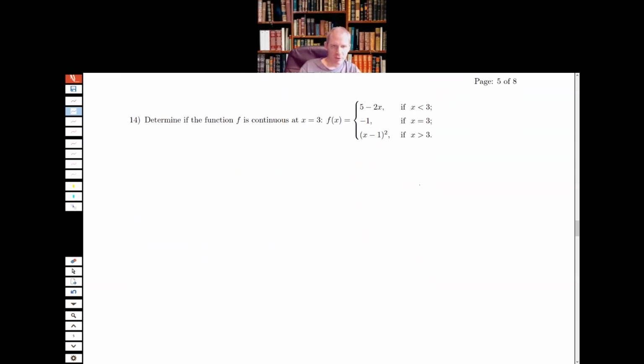All right, determine if the function is continuous at x equals 3. Remember that to be continuous at a point, we need three things. F of 3 exists. The limit as x approaches 3 of f of x exists. And then we need those two things that we just found to actually equal each other.